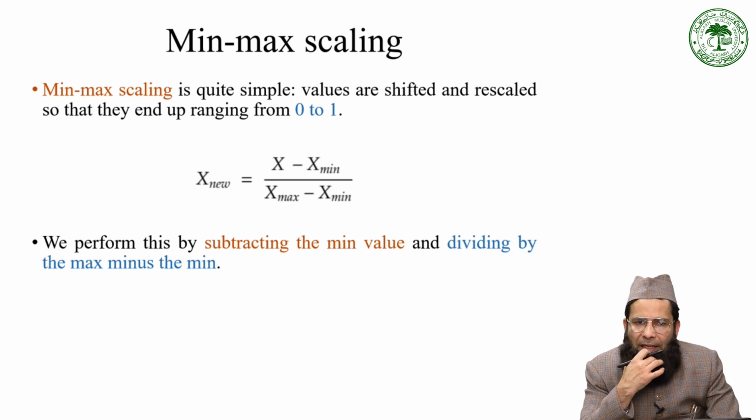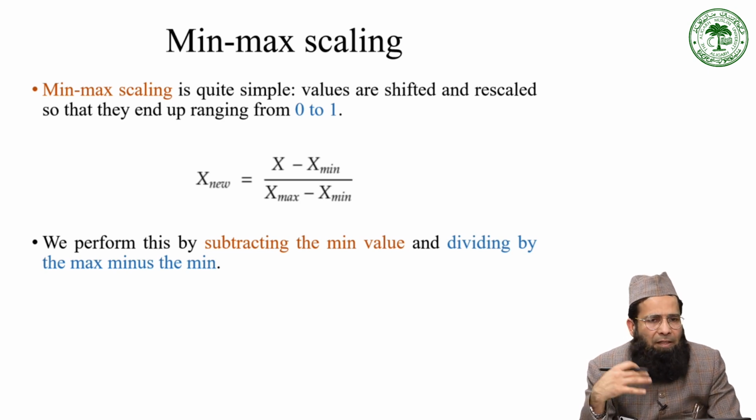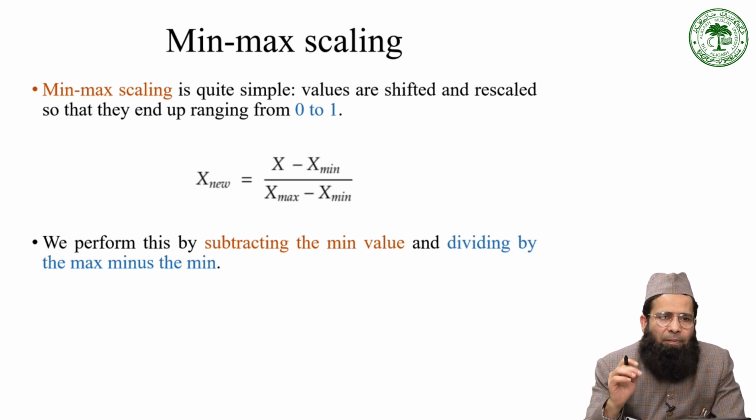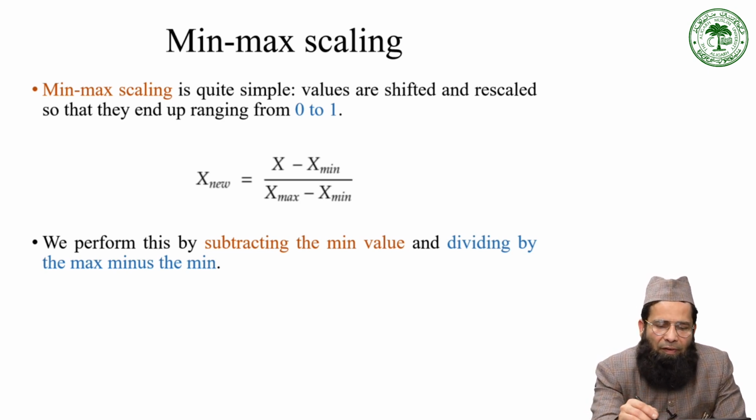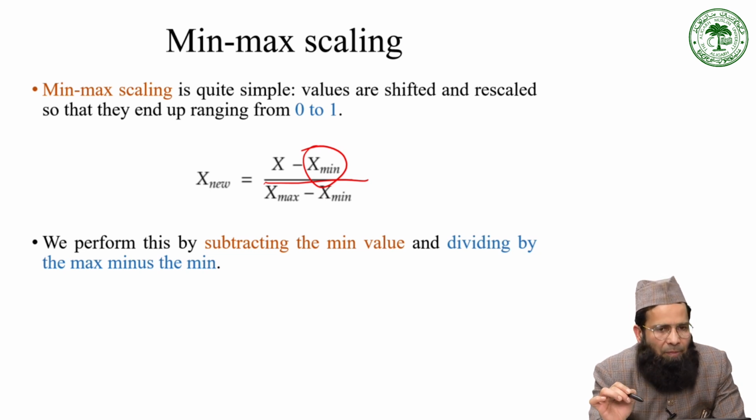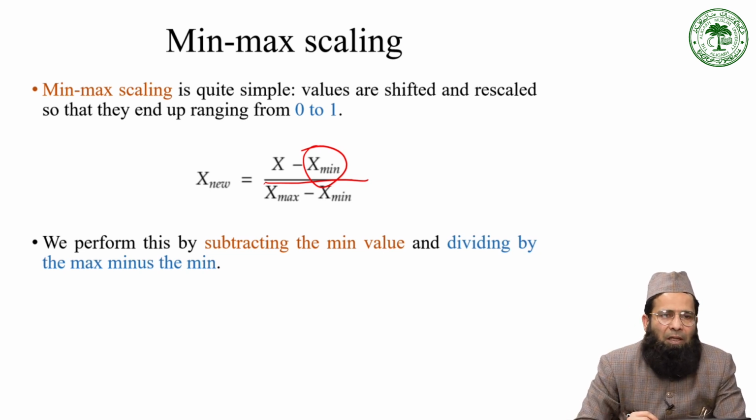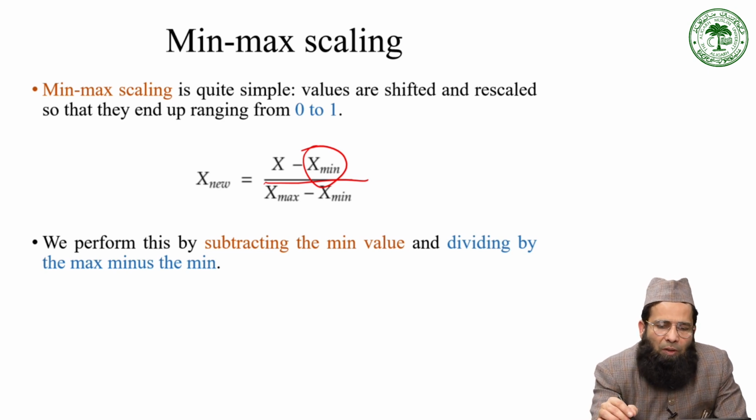So, what is min max scaling? Min max scaling is a very simple one, where values are shifted and rescaled so that they end up ranging from 0 to 1. What we are doing in min max scaling is subtracting the minimum value from each and every value of the feature, and then dividing by maximum minus minimum. In this way, the whole data would be in the range of 0 to 1.